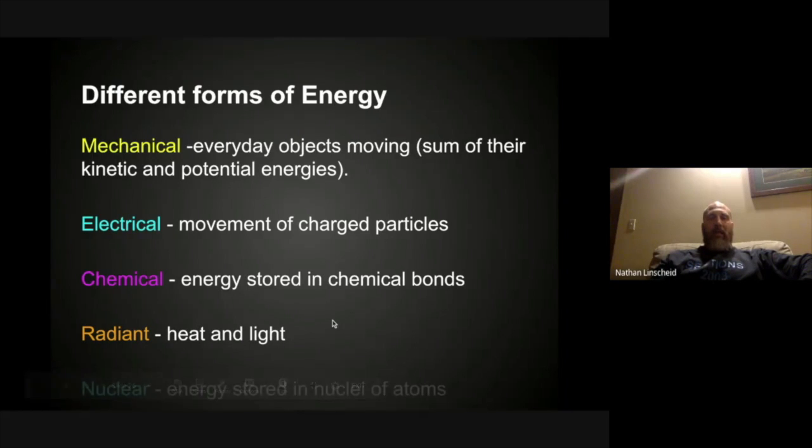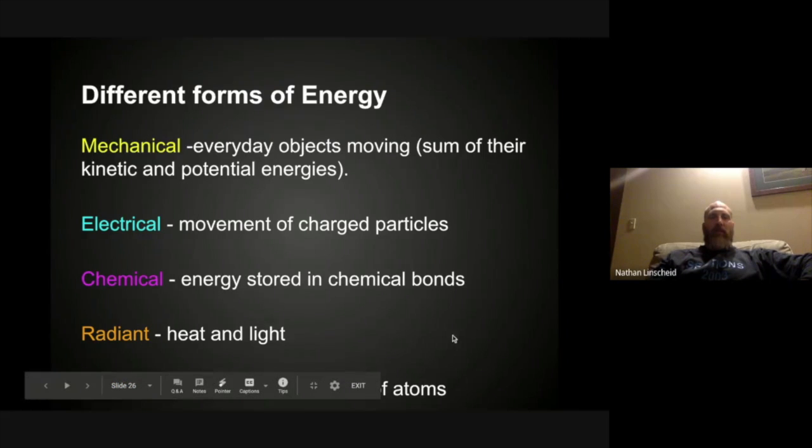We have radiant energy, which is heat and light. So when you look, try not to look right at the sun, but you see the sun's light. You feel the sun's heat. You can see that in the heating element of a toaster or in a stove, or if you look at a fire. You don't have to touch it in order to feel those things.